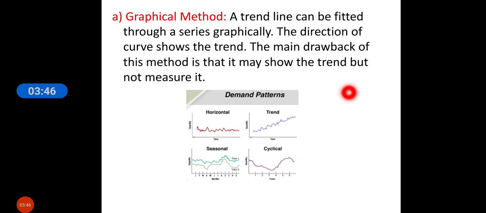Then the trend, upward trend, downward trend. Then this shows the seasonal. When season is high, the demand is high. When there is no season, the demand will be low. Then cyclical, which follows a trade cycle. So with the help of the shape of the curve, you identify the pattern of the demand.